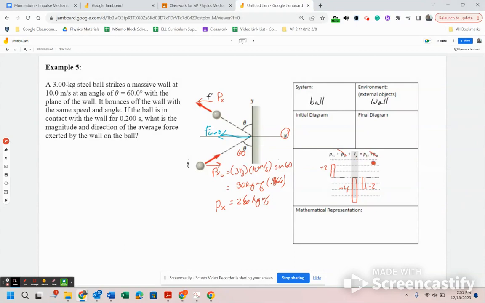So when we look at this, we then have our initial momentum, then reflected off going to the left is going to be -26. So we have initially 26 kg·m/s minus our force of the wall on the ball times our change in time will equal the final momentum, which is -26 kg·m/s.